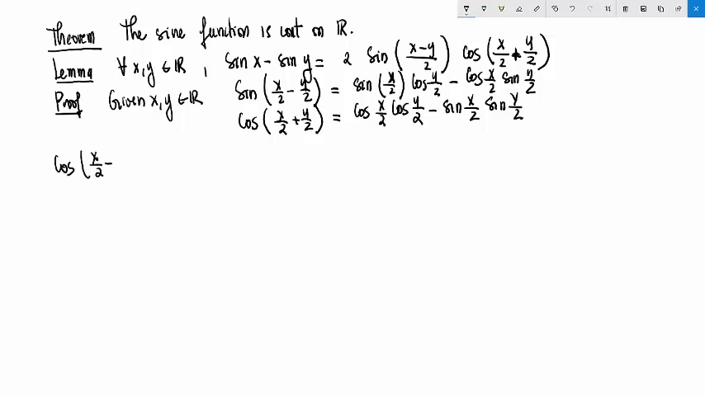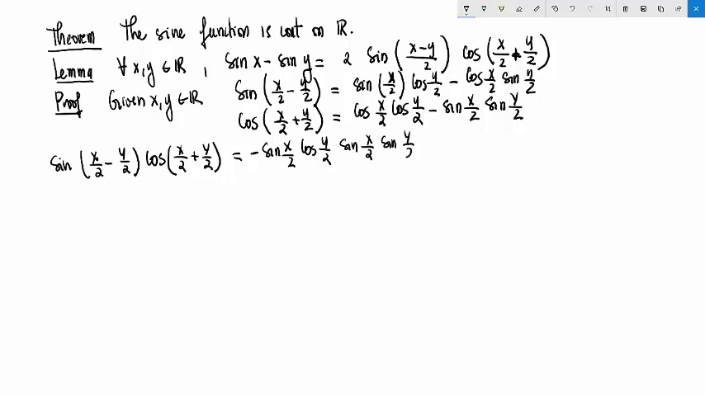cosine of x over 2 minus y over 2 times sine of x over 2 minus y over 2 times cosine of x over 2 plus y over 2 gives the following: sine of x over 2 cosine of y over 2, put a negative there, sine of x over 2 sine of y over 2. Let me start this all over, sorry.